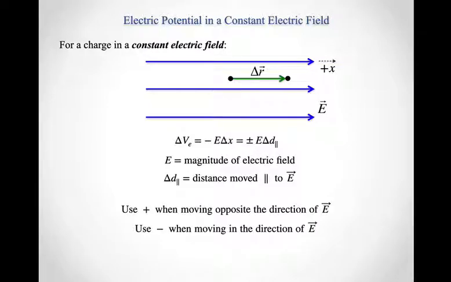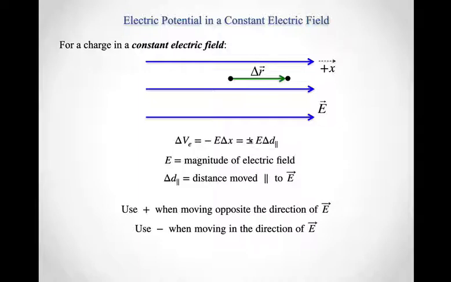Like we did before, knowing whether or not we're moving with or against the electric field means instead of burying a sign in here and keeping track of whether it cancels or not, why don't we just take care of the sign out front? So what we're going to choose to do is write the change in the electric potential in a constant electric field by using this equation: the magnitude of the electric field times, again, this always positive distance that we're moving parallel to the electric field, and then I'll use a plus sign if I'm moving opposite the direction of the electric field, minus sign if I'm moving in the direction of the electric field.